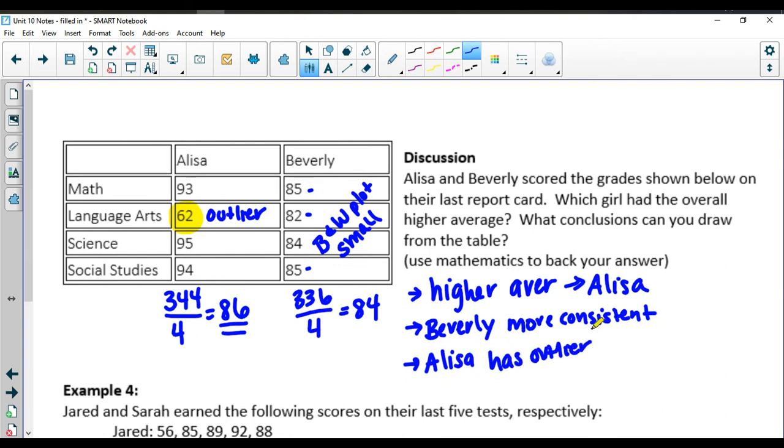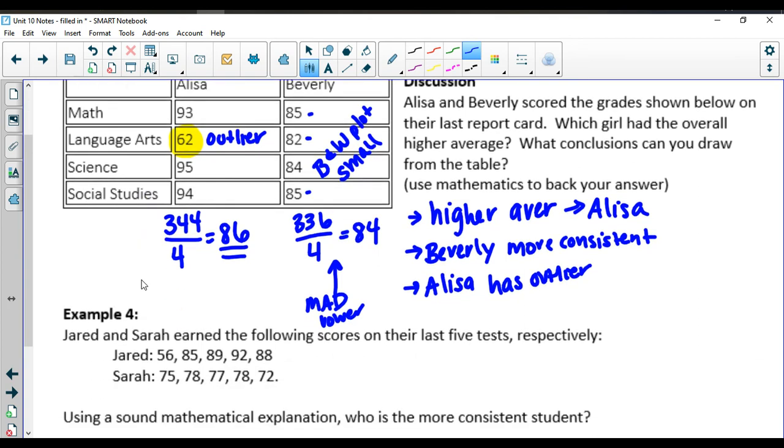So overall, if we wanted to take a guess at whose MAD would be a lower number, you would be accurate if you said that Beverly's MAD would be lower. And that's because all of her scores are really close to her average, whereas Alyssa's scores have a drastic difference from where her average is.